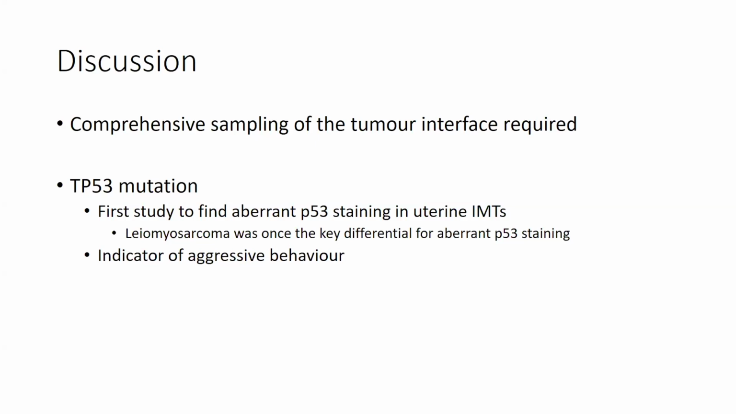This is the first study to find that aberrant P53 staining is present in a subset of uterine IMTs, and so leiomyosarcoma is no longer the only differential that should come to mind, or the key differential. In addition, the study findings show that while not always present, aberrant P53 staining can be an indicator of aggressive behavior.